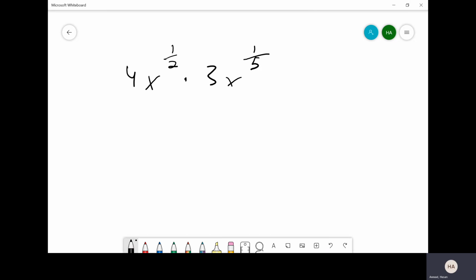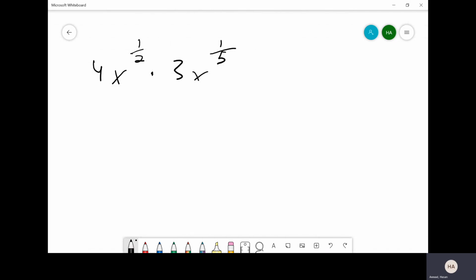Okay, so what's our plan of attack here? Well, the 1/2 power is only applied to the x, not to the 4. And the reason that you know that is because there's no parentheses around this, right? If there were parentheses around this, then the 1/2 power would also be applied to the 4, and this would be a different story. But that is not the case. Same thing with the 1/5, right? There's no parentheses around the 3x, so the 1/5 power is just being applied to the x.